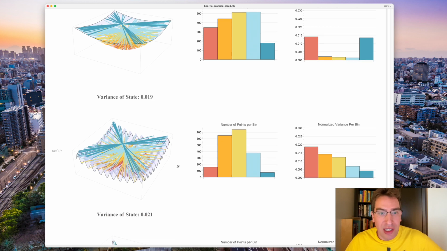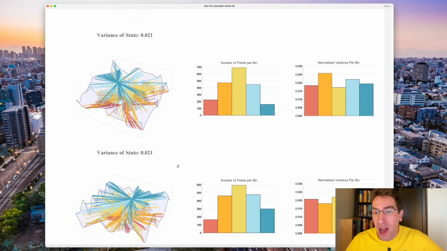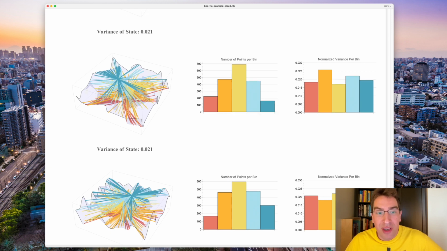Rastrigin function is higher, and then our two random functions also have quite high variances of state because within a similar cost, there can be a wide range of input parameters that lead to similar costs.